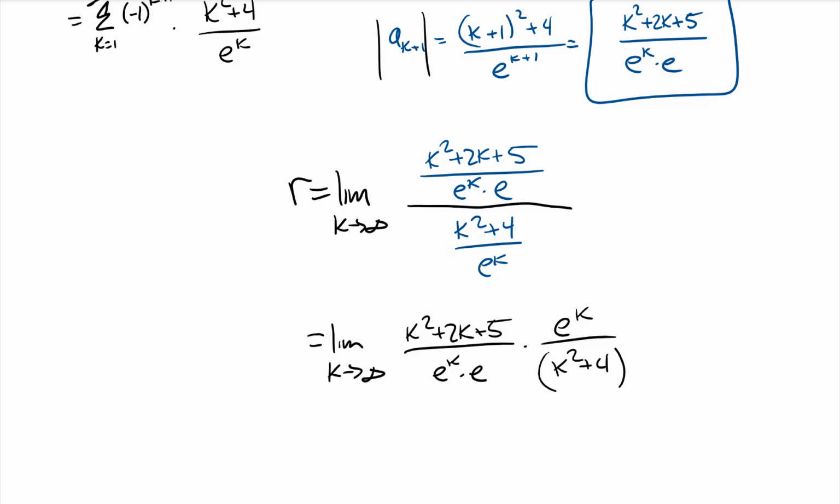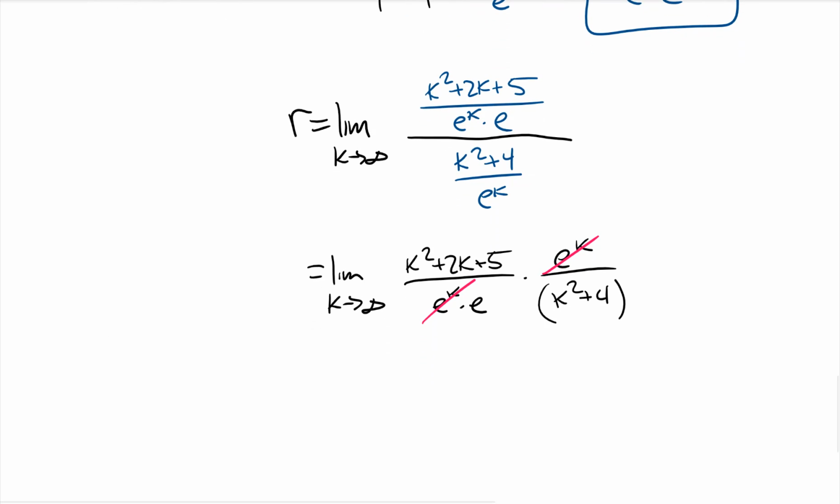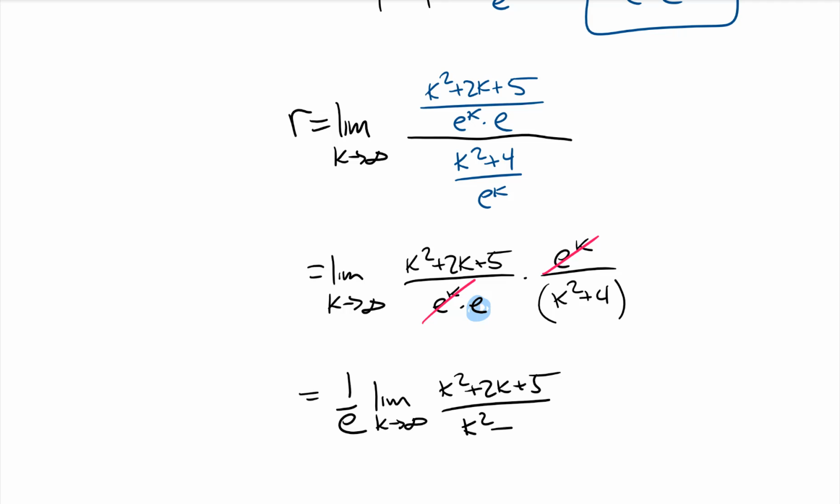So we look through and we're like, hey, there we go. Boom, boom. The e to the k's go away. And now we want to tackle that limit. But we still have this e hanging out, so I want to rip out that 1 over e. Notice how it's in the denominator? So we got the limit as k goes to infinity of k squared plus 2k plus 5 over k squared plus 4.